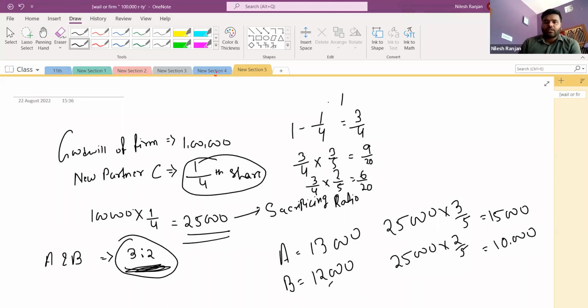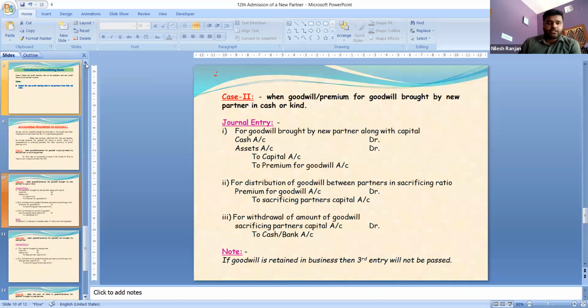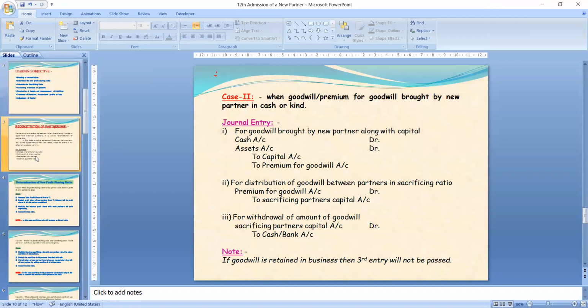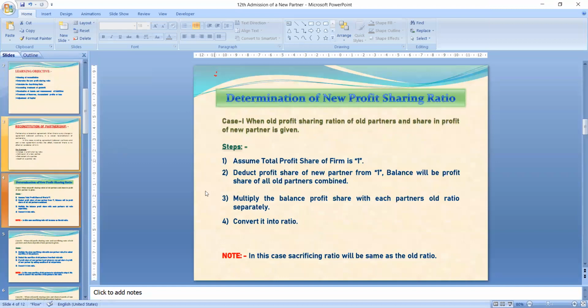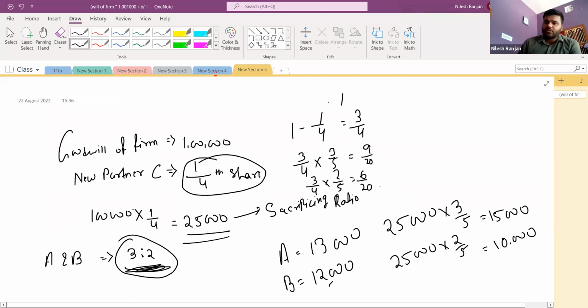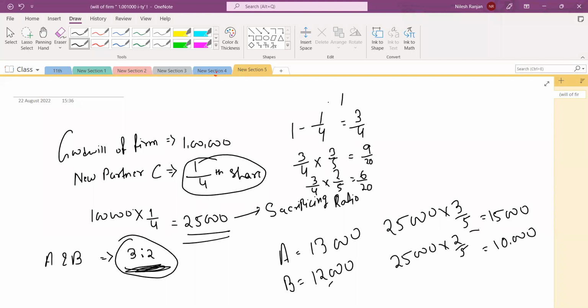And in this case, I told you that sacrificing ratio will be the same as the old ratio. So we have to distribute in the sacrificing ratio, which is the same as the old ratio. So the answer will be this: 15,000.